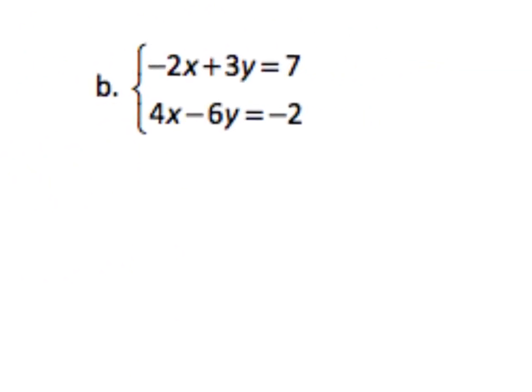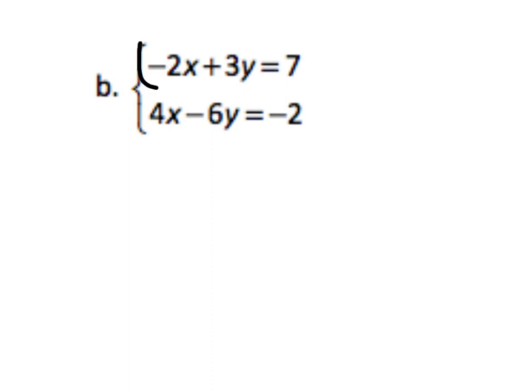Okay, so we've got negative 2x plus 3y equals 7. We've got 4x minus 6y equals negative 2. So again, I look at which ones are multiples of each other. And for this one, I really can't go wrong because I've got negative 2 and 4. I could multiply the negative 2 by 2 to get 4. Same thing with the 3 and the 6. I could multiply that one by 2 to get to 6. So for this one, I really can't go wrong choosing an equation to multiply.